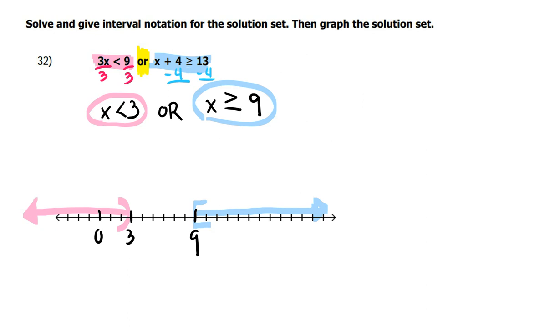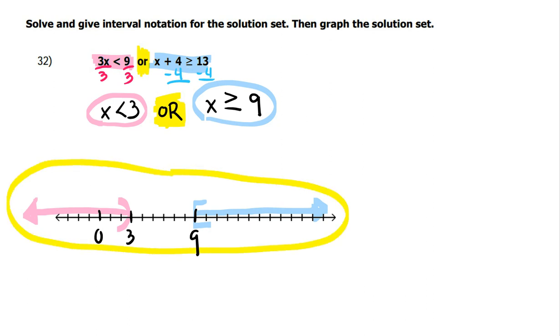And now here's the important part: what word connects the two? We have the word or, which means that this is the actual graph. If it had said and, it would have been no solution, and you would have left your number line blank, because if it says and, you're looking for a number that is less than 3 and greater than or equal to 9 at the same time.